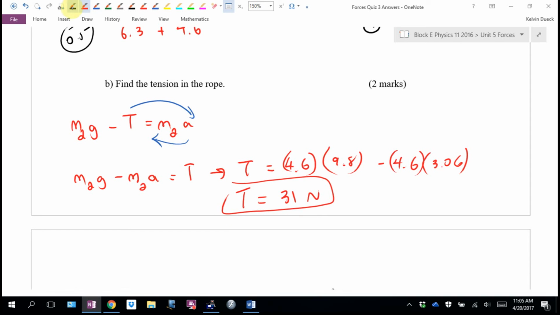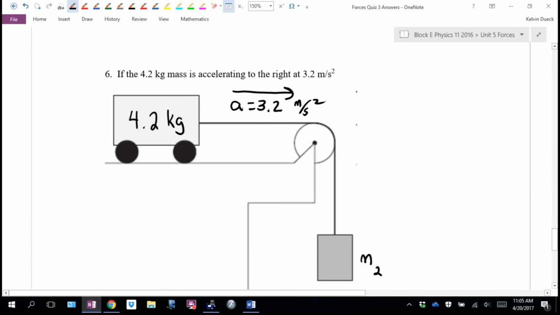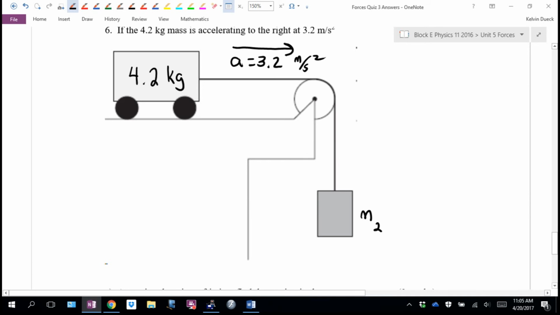Otherwise, 4 lines of work, half mark for each. Half mark for that line, half mark for that line, half mark for that line, half mark for the answer. But if you got it right, 2 out of 2. Number 6, part B won't be on your test.